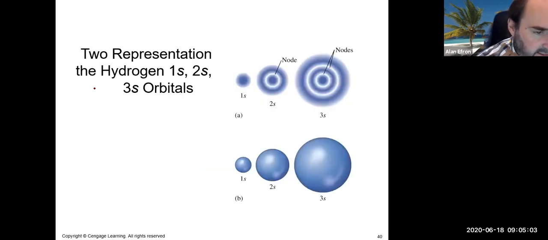So here are some representations of our 1s, 2s, and 3s orbitals. You can see it's all basically the same shape, but they do get larger in size. As you go up energy levels, the shape does get larger. And you can see a node, again, is sort of an area of a wave, since we're representing these as wave functions. Just to let you know what that is.